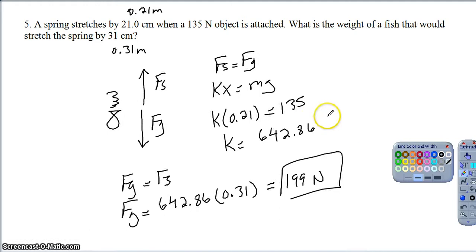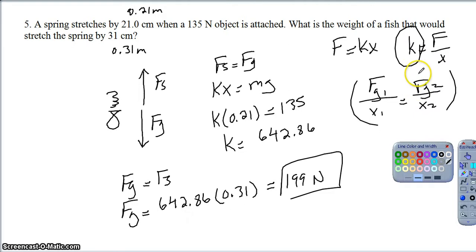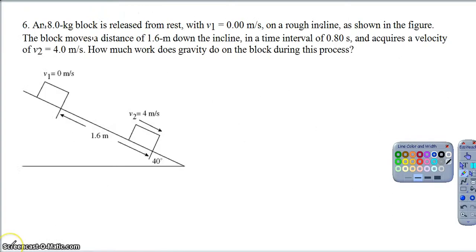You could actually also set this up just using a proportionality. Since you know that F equals kx, then we know that k equals F over x. Since k is constant, you could set up the force of gravity for the first one over the displacement of the first one equal to the force of gravity for the second one over the displacement of the second one as well. There's nothing wrong with solving it using this approach either, as long as you realize that you can do that only because k is constant. If k varied, I wouldn't be able to use that approach. But anyway, hopefully not a bad question here.